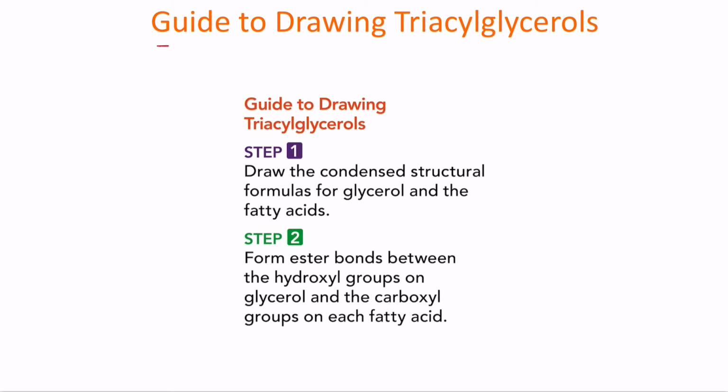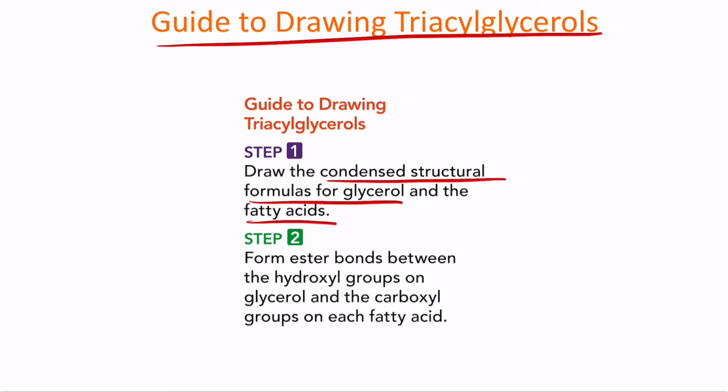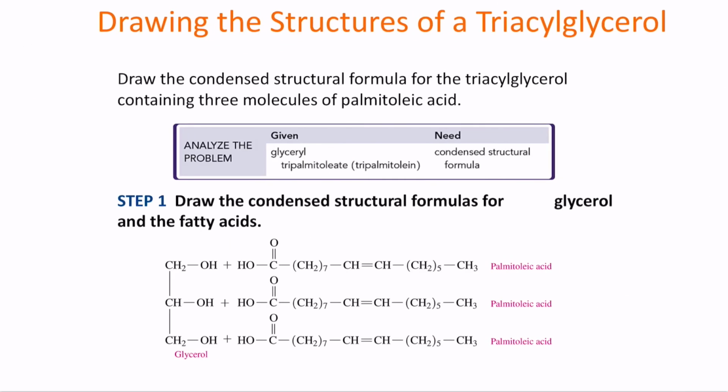Now, let's talk about the guide to drawing triacylglycerols. Step 1 is to draw the condensed structural formulas for glycerol and the fatty acids. Then form the ester bonds between the hydroxyl groups of glycerol and the carboxyl groups of the fatty acids. So remove OH and H. Remember that this OH and H go out as H2O. This is a dehydration reaction, and each of these will yield 3 water molecules.